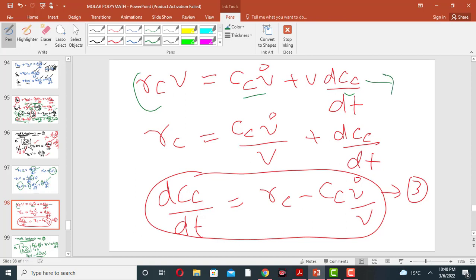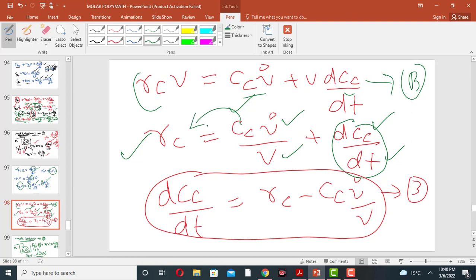Divide this equation by V, suppose equation number B. We will get RC is equal to CC into volumetric flow rate divided by volume, plus the change in the concentration of component C with the passage of time in the semi-batch reactor. Simplify this term: this term will come to this side and it will become negative.